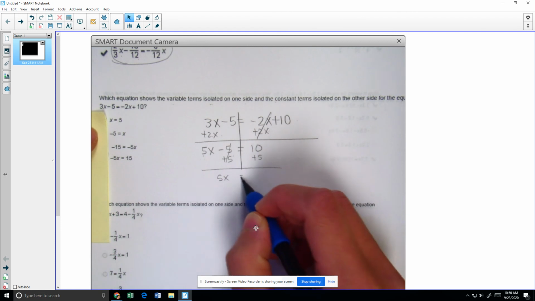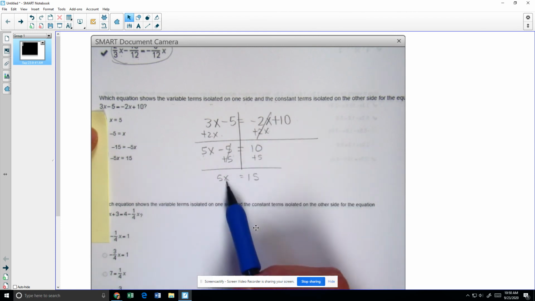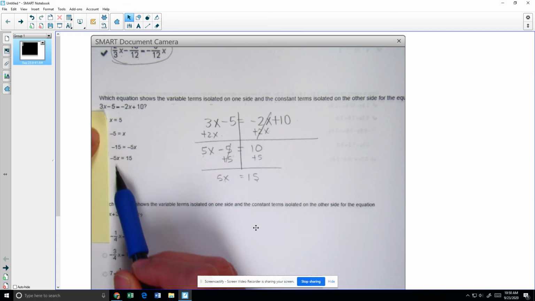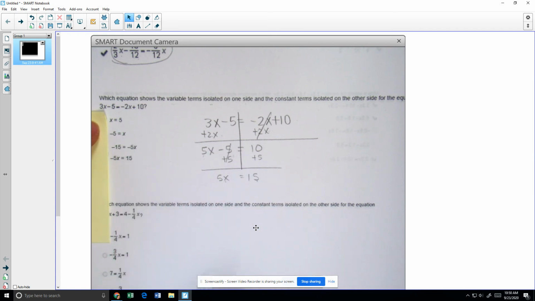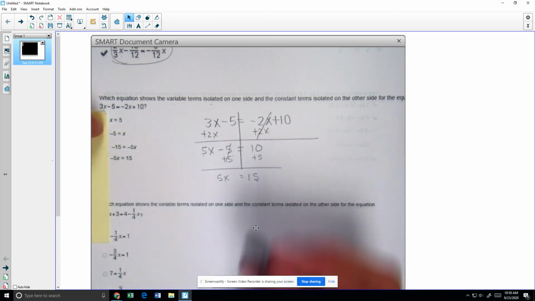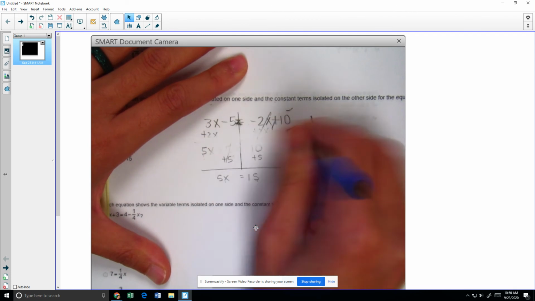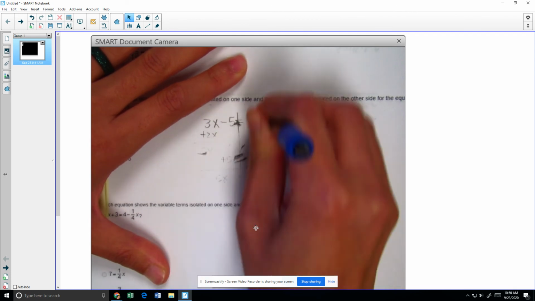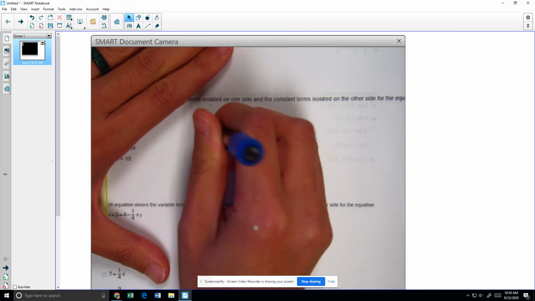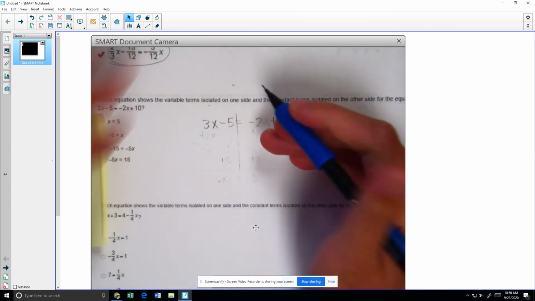So I have 5x equals 15. Do I see 5x equals 15? Because now I have x on one side, numbers on the other. No, 5x equals 15. Darn it. Okay, so maybe they moved the smaller x, and that's okay to do. Remember, you can move the smaller x. You're just going to have negatives.